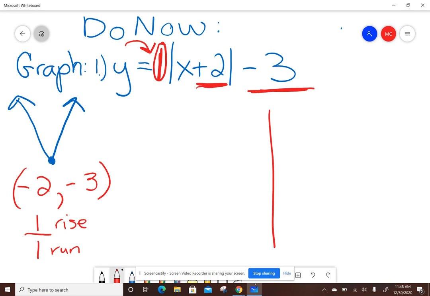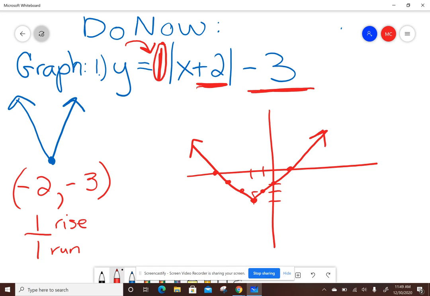So to graph this, I start at the vertex. So I go -2, -3. I rise 1, run 1. Rise 1, run 1. But I do that in both directions. And then I connect the dots and I have a V. Now, this particular one, the only type of transformation from the parent function here was that it translated, because instead of it having its vertex at the origin, the vertex is -2, -3. So this was a translation.